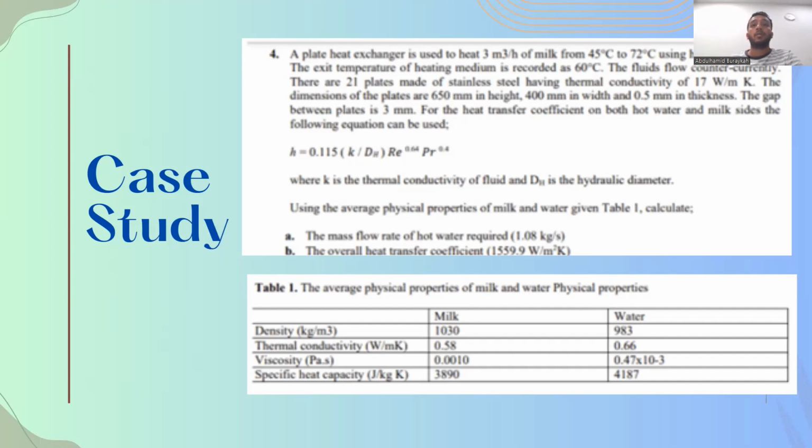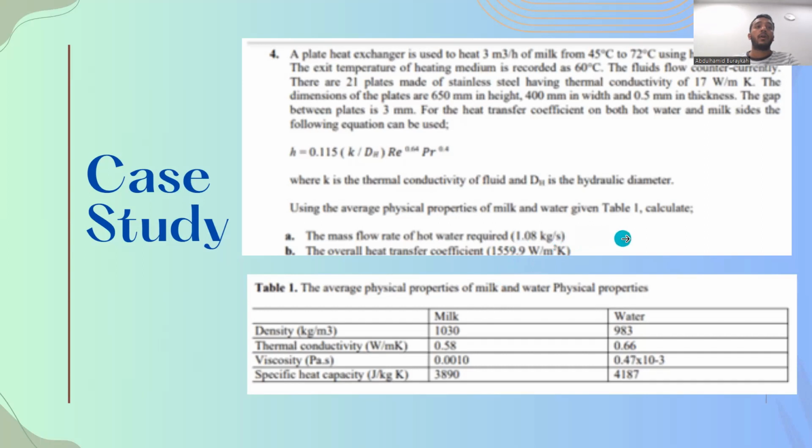The fluids flow counter currently. There are two plates made of stainless steel having thermal conductivity of 70. The dimensions of the plates are 650 millimeters in height and 400 millimeters in width and 0.5 millimeter in thickness. The gap between each plate is 3 millimeters. For the heat transfer coefficient on both hot water and milk side, they give us the equation to find the heat coefficient, where K is the thermal conductivity of fluid and DH is the hydraulic diameter.